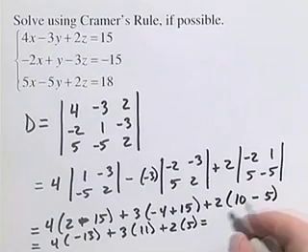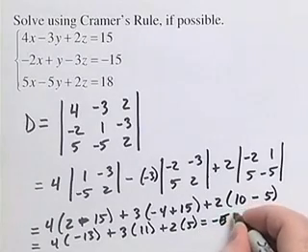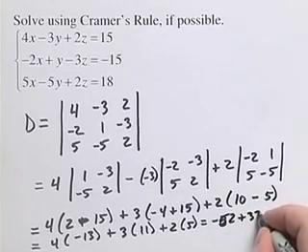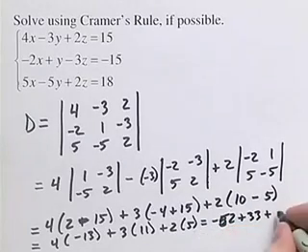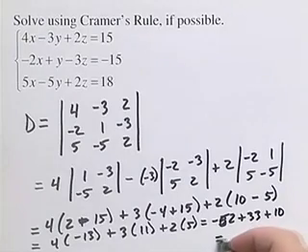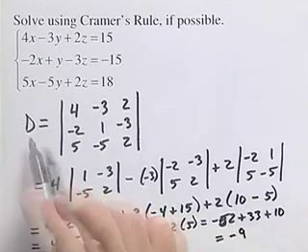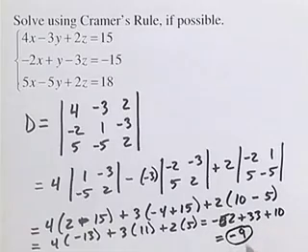4 times negative 13 is negative 52. 3 times 11 is 33. And 2 times 5 is 10. Negative 52 plus 33 plus 10 will give us negative 9. So our determinant of coefficients D is negative 9. Now we need to find Dx.